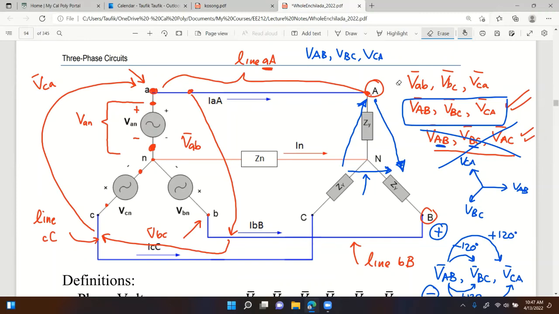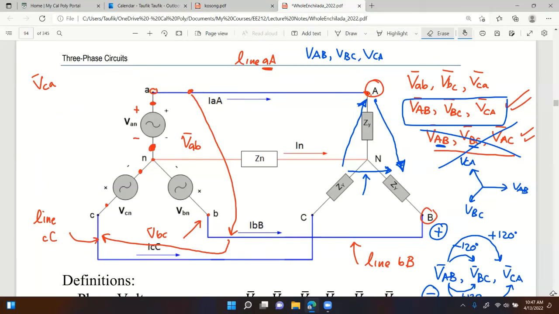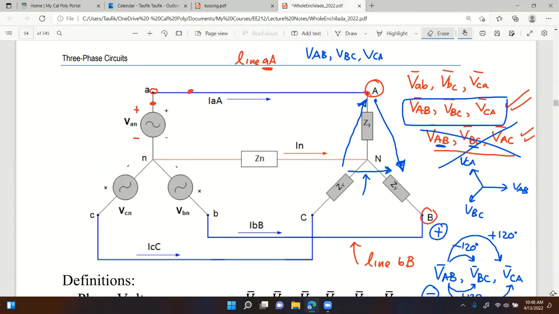So now you can see a total of 6 line-to-line voltages, right? 3 on the source side and 3 on the load side. The source side is all lowercase, vab, vbc, vca, and the load side would be uppercase VAB, VBC, VCA. Any questions on this? If not, I'm going to erase this. So that's the difference between phase voltage and line voltage.